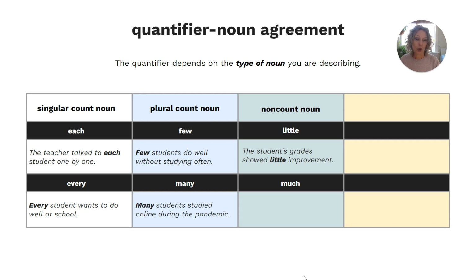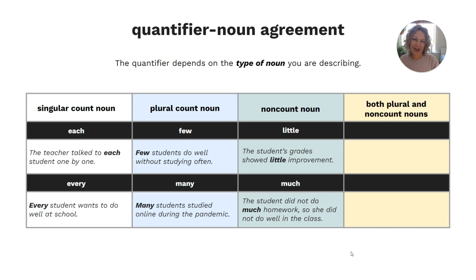Much is a way to show a large amount with a non-count noun, as in the student did not do much homework, so she did not do well in the class. So here we're using it as a negative, which is very common with much, but what we mean is the student did not do a large quantity, a large amount of homework. So she did not do well in the class. Then there are the quantifiers that you can use with both plural and non-count nouns. So those ones are really useful.